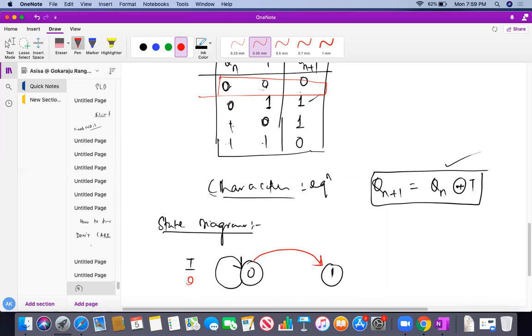Now present state is 0 and next state is 1. At that time, what is T? T is 1. Now present state is 1, next state is 1. What is my T? T is 0. Next, present state is 1, next state is 0. What is T? T is 1. Very simple, students. If you know one flip-flop, the other flip-flops are all easy for you, nothing else.